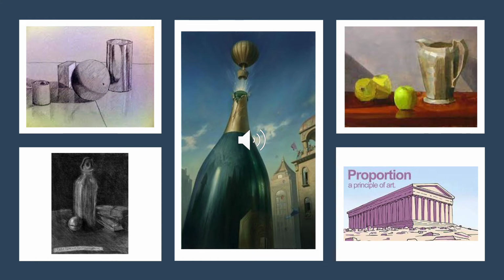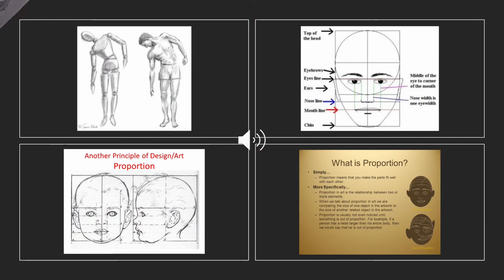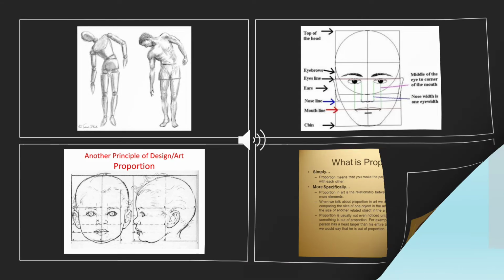Proportion is the principle of art concerned with the size relationship of one part to another. The size of an object by itself has no meaning unless we can compare it with something else. Proportion is a measurement of the size and quantity of the elements within a composition.